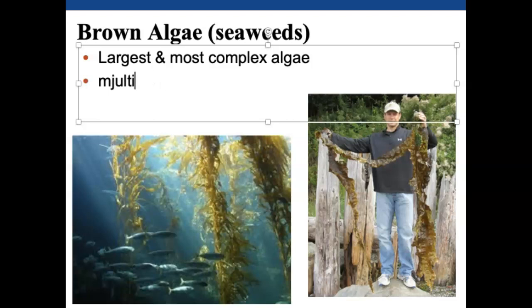These guys are going to be multicellular. So when we talked about protists, most protists are single-celled. The brown algae ignore that rule, multicellular. And the vast majority are going to be marine organisms.